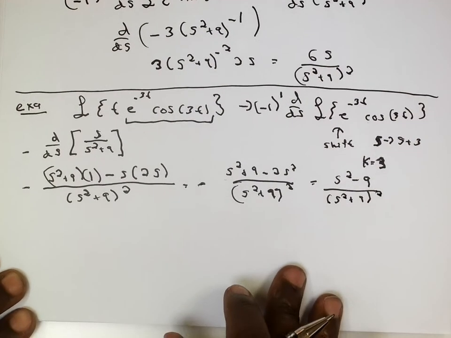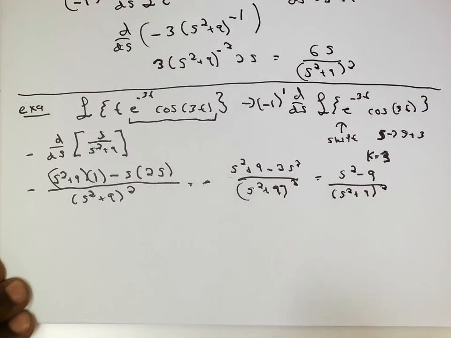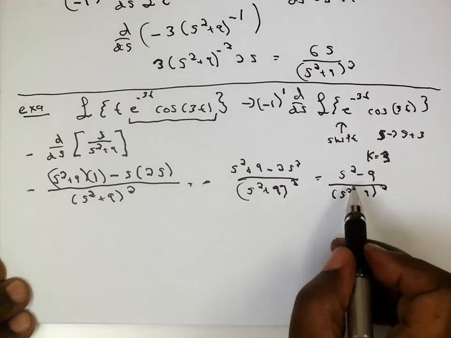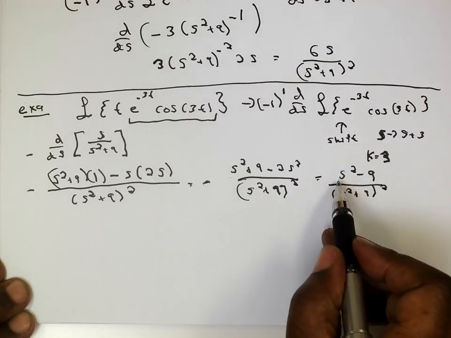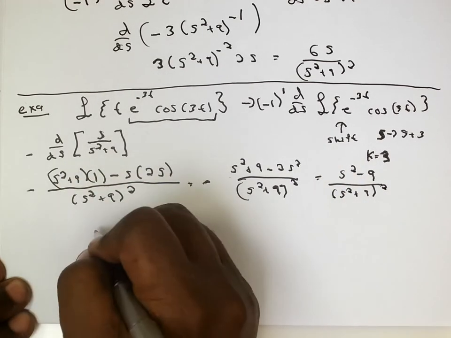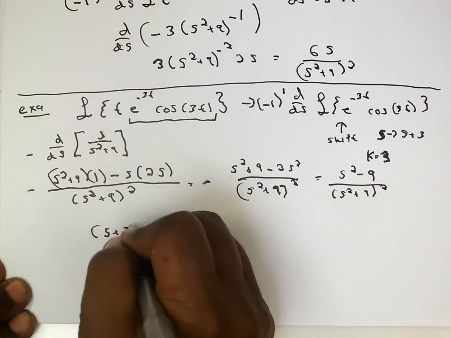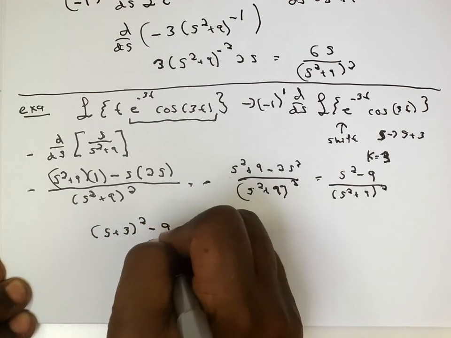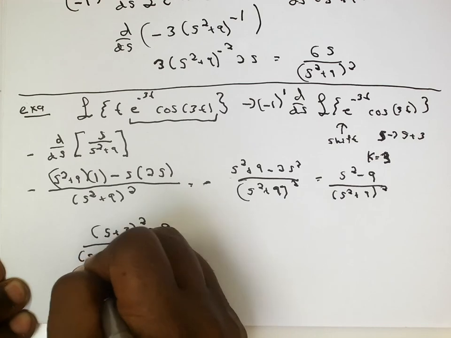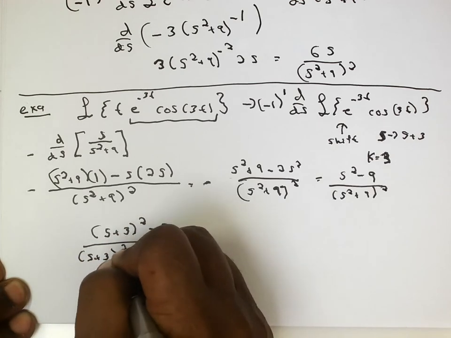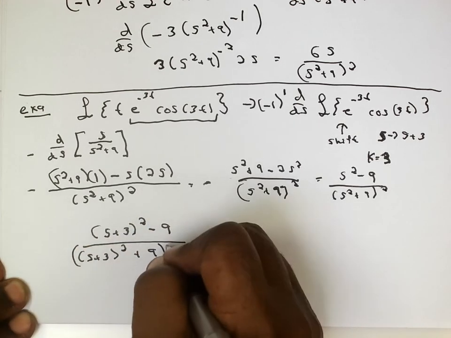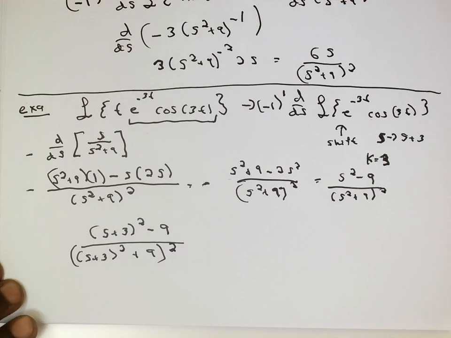Alright, so I've taken the Laplace, but I haven't done the shift yet. So my last step is just wherever I see an s, I'm going to replace it with s plus 3. So I end up with ((s plus 3) squared minus 9) over ((s plus 3) squared plus 9), and that whole thing is squared on the bottom.